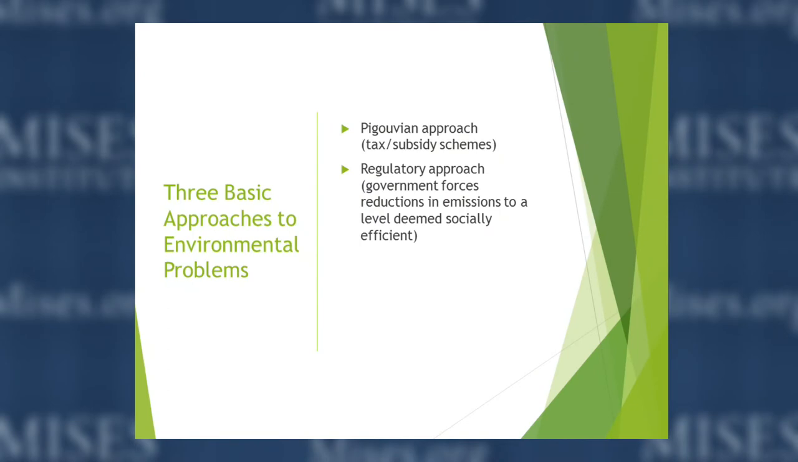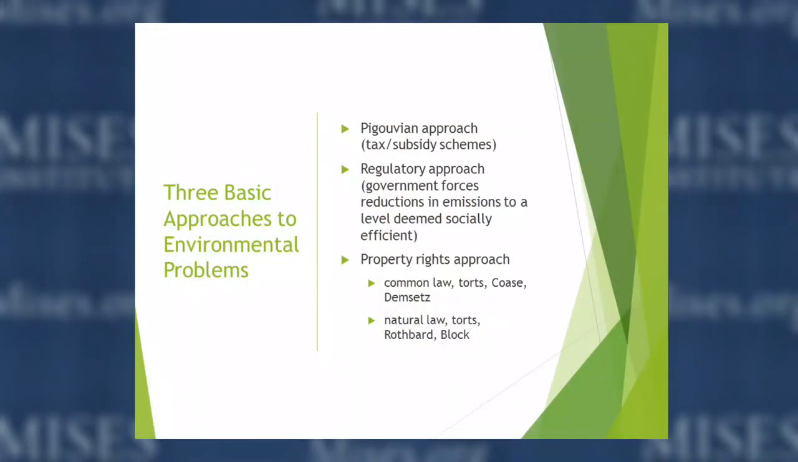And then there's also a regulatory approach where government forces reductions in emissions down to some level that's deemed socially efficient. Then we have the approach I prefer, which is the property rights approach, but there are multiple variations on this property rights approach. One is the Coasean approach, using common law, using tort law. Coase, who won a Nobel Prize partly for this work, is regarded as making one of the most important contributions to our understanding of environmental institutions. But I would suggest that it might be superior to consider the approach that Murray Rothbard promoted, the natural law torts approach that you see in Rothbard's work.